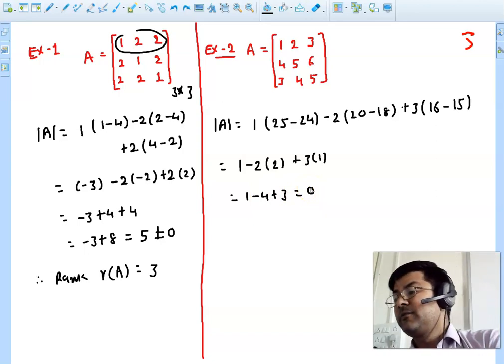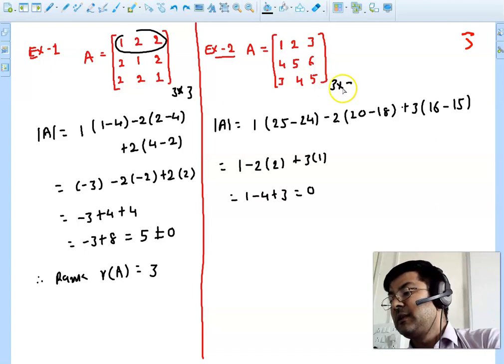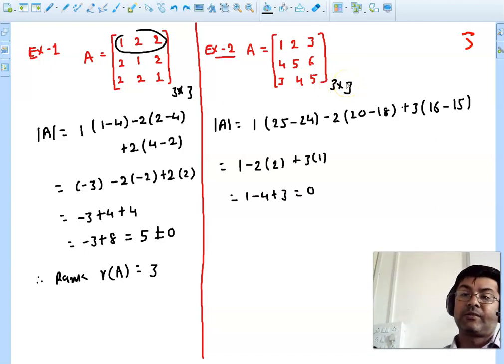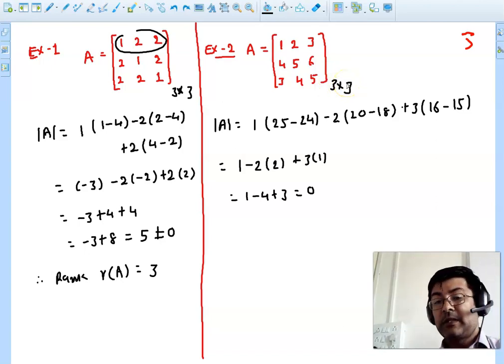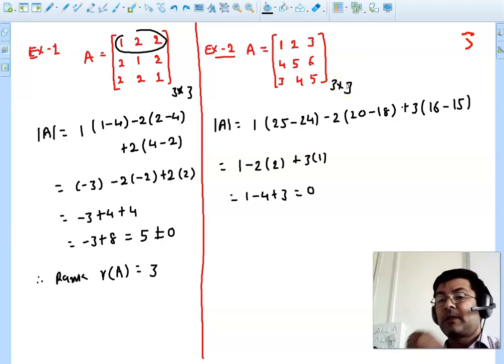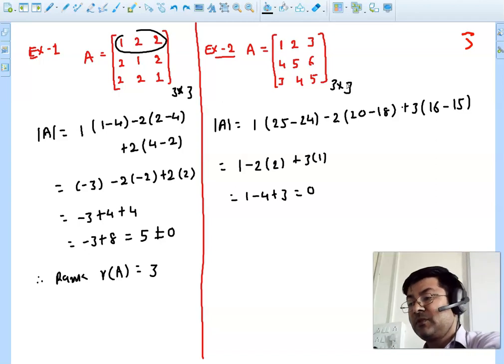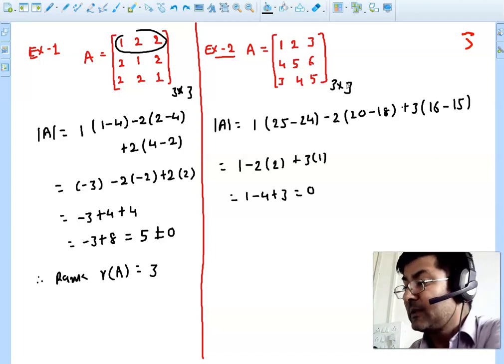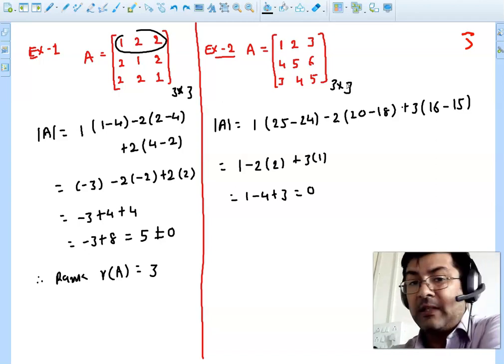Okay, and it is of the order 3. So now we will take a square submatrix of order 2. Okay, now how many square submatrices of order 2 are possible? Okay, so there will be a certain number of square submatrices. Okay, you get various ways.